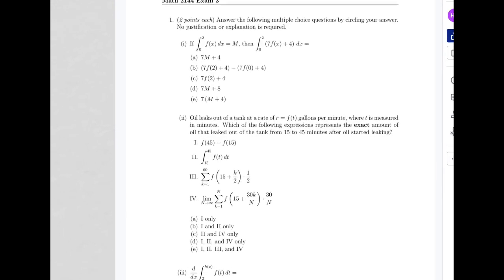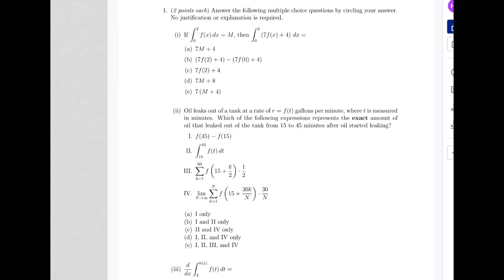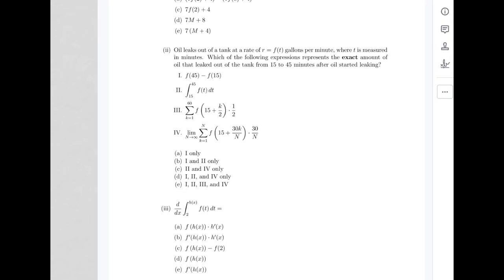All right, so we're going to skip I, though that would be a really good one to do just in practice, especially for the 5.2 stuff. So let's look at this guy. Oil leaks out of a tank at a rate of R equals F of T gallons per minute, where T is measured in minutes. Which of the following expressions represent the exact amount of oil that leaked out of the tank from 15 to 45 minutes after oil started leaking?